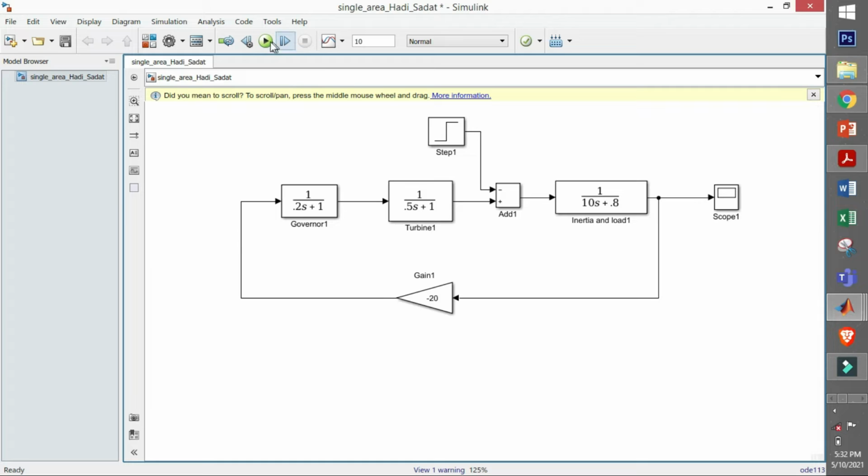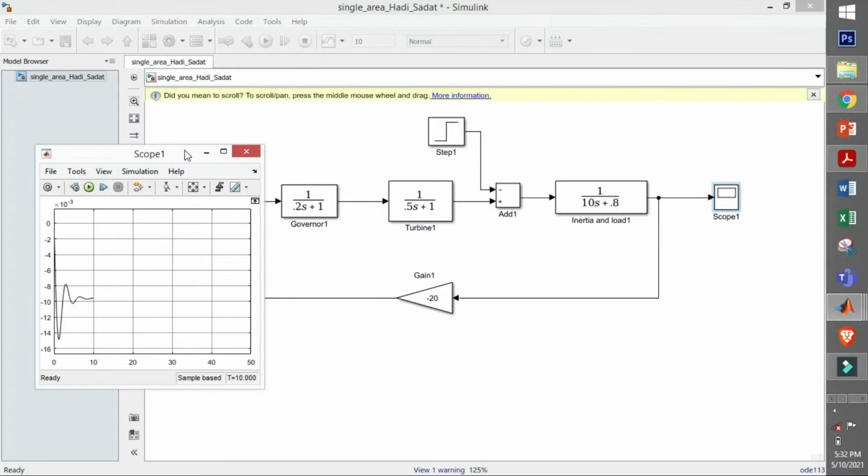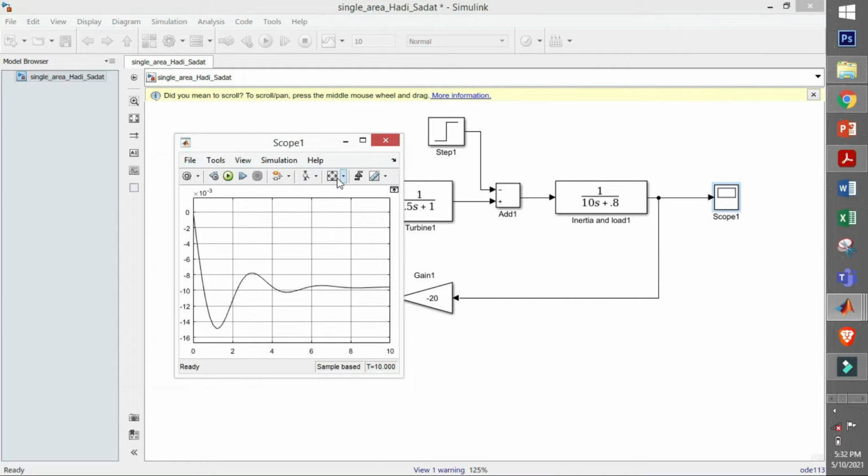Okay, so let me run this model. We are running this model for 10 seconds. So this is 10. Let me run this. So now we will check the frequency. Here you can see, I will zoom it.